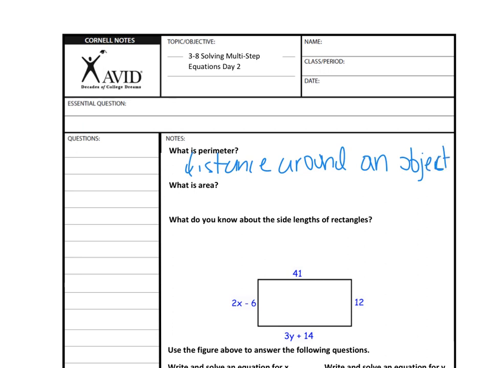So thinking about how we would find that, we would need to add all of the sides around the shape to get our perimeter. Our next question says, what is area? That is the amount of space inside the shape. And it depends on the type of shape we're looking at for how we would find that area, that space inside.